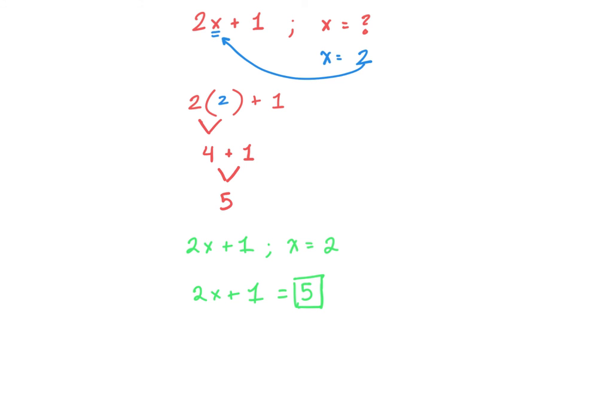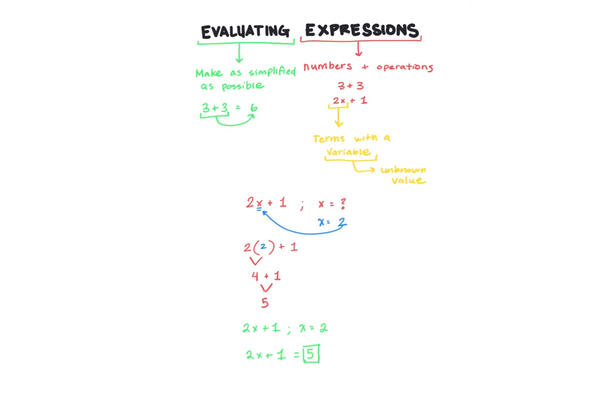So to recap, evaluating expressions just means to make an expression or a series of numbers and operations as simple as possible, ideally down to a single integer. If you have an expression with variables in it, you need to know what value those variables are first before you can use the order of operations to simplify that expression down to a single number.